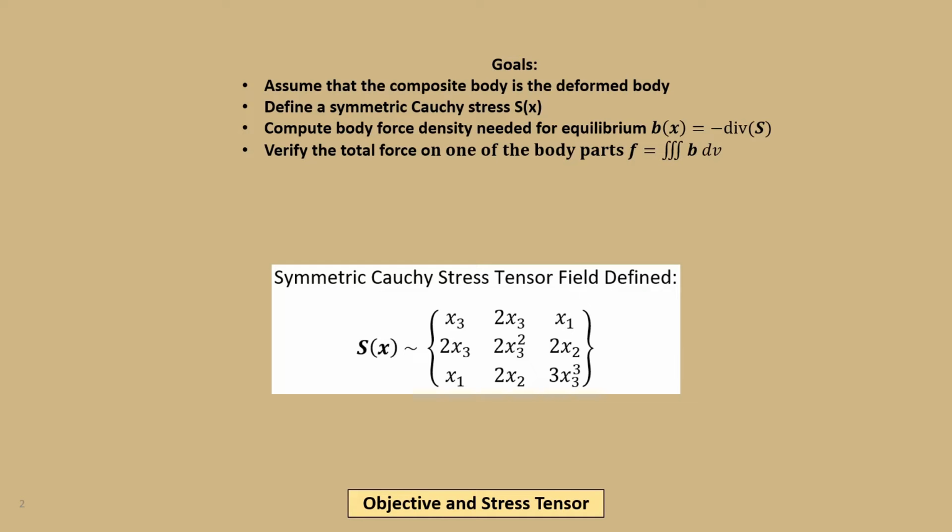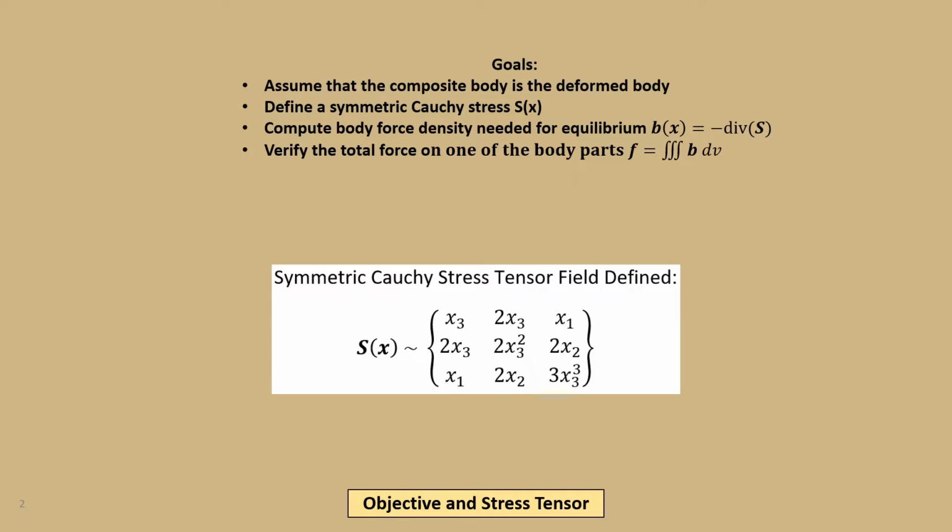I've highlighted the objectives of this week's project above, and overall it's extremely similar to last week's project, only now we are tasked with finding the body force density of our total body, and then verifying the total force in one of our bodies by using the equation that you can see right here. And defined below is my symmetric Cauchy stress tensor as we're tasked with defining for this project, which is the same exact tensor that I used last week.